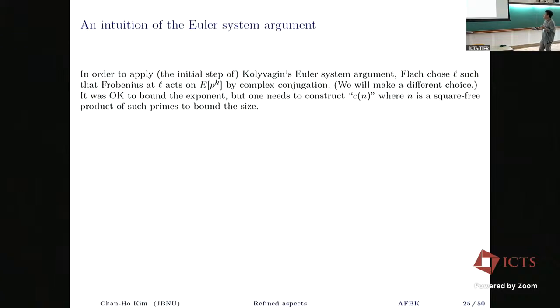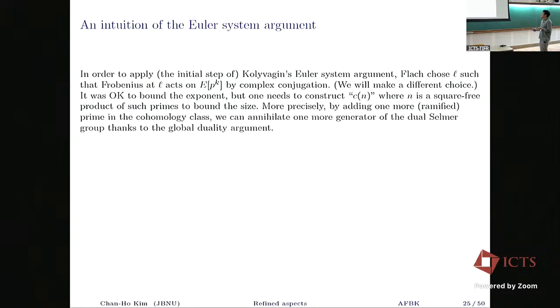So we have infinitely many cohomology classes which ramify at infinitely many primes. But this is not the one we want in order to proceed with the Euler system argument, the Kolyvagin system argument. We want to have c_n, which is ramified at many primes simultaneously, to get a bound on size. More precisely, if we add one more ramified prime to the cohomology class, we have a chance to annihilate one more generator of the dual Selmer group, thanks to the global duality argument.